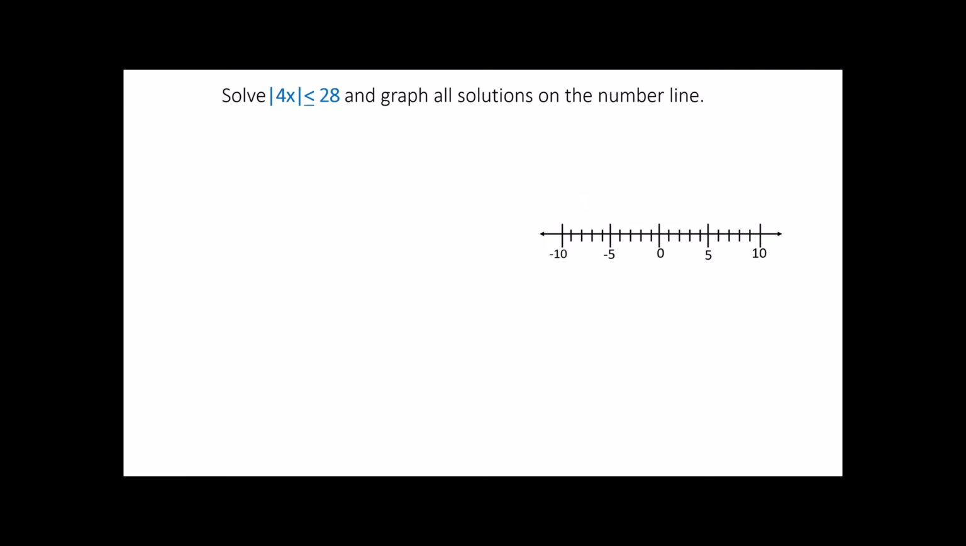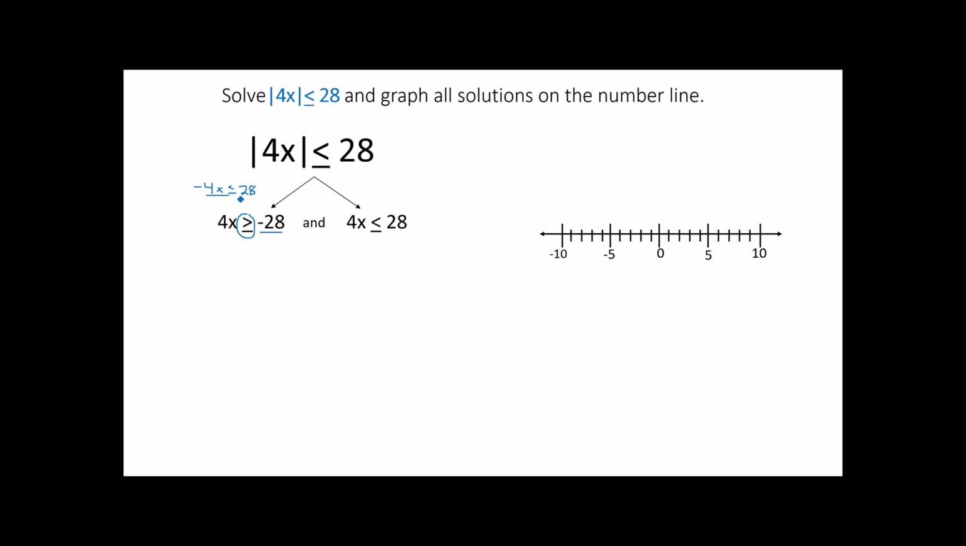Let's try another one. The absolute value of 4x is less than or equal to 28. I'm going to split this in two. One of them is going to be 4x is greater than negative 28. Notice I reversed the sign and I made it a negative 28. The other is going to be as written without the absolute value signs. And of course, we want the "and" in the middle. In the previous example, I actually would have written this as negative 4x is less than or equal to 28.